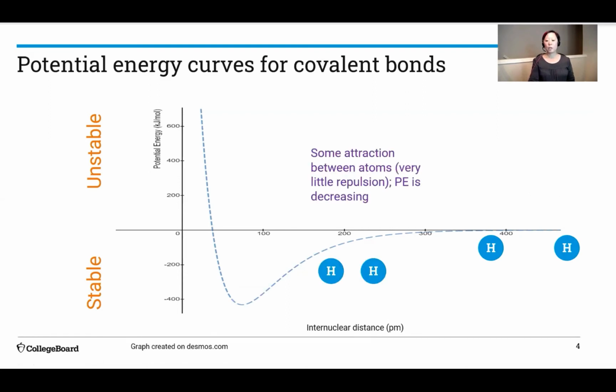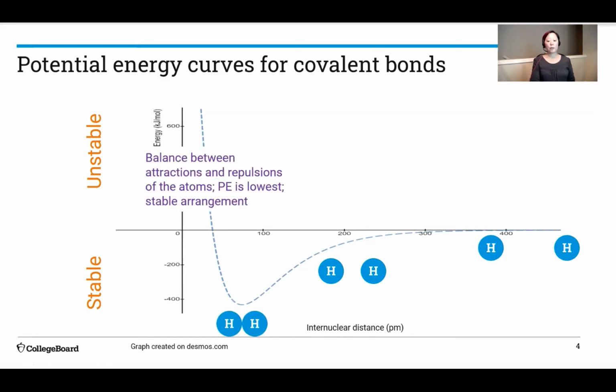As the hydrogens get closer together, there are going to be some of both types of forces, and you can see that the potential energy is decreasing, indicating a more stable arrangement. And then when we get down here, notice that we have the lowest potential energy, and now we've reached a balance between these attractive and repulsive forces, and this is a stable arrangement.